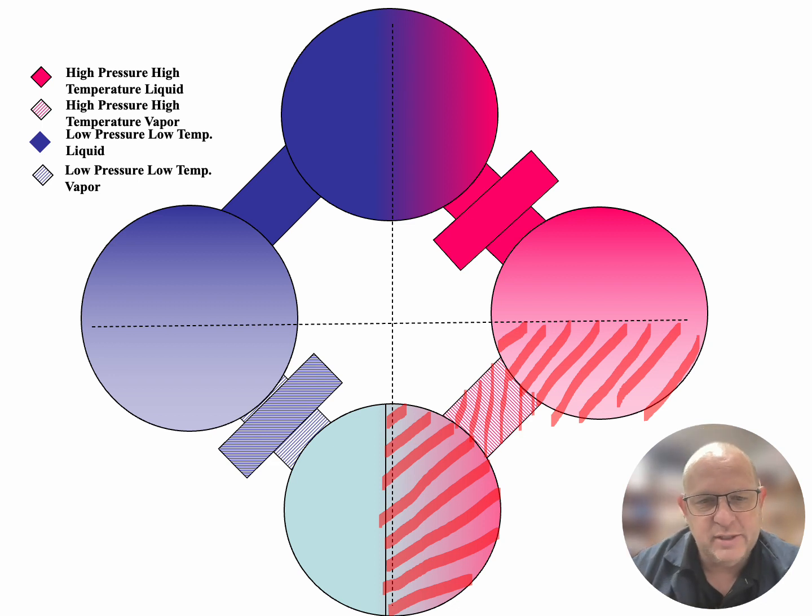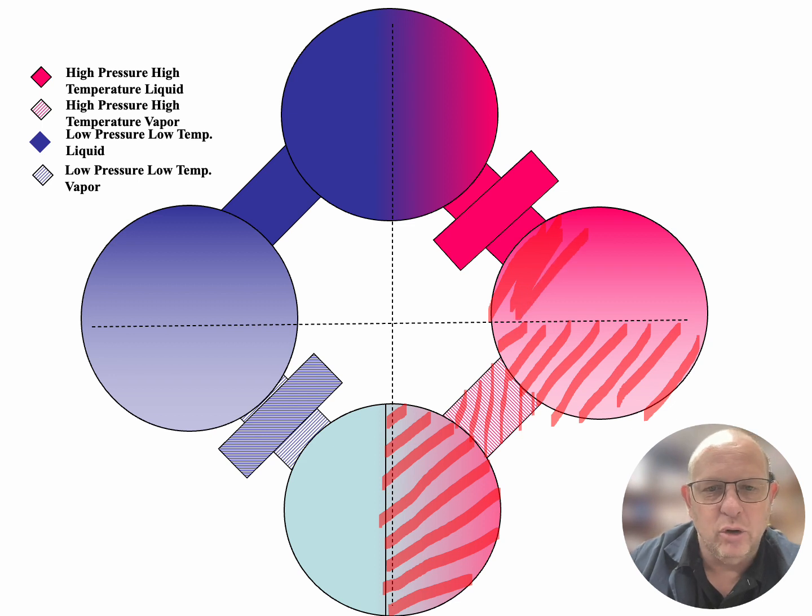This side of the system is high pressure. So as the refrigerant is going through our lines, compressed and then turned into a high pressure, high temperature vapor, we come up to the condenser. And the condenser does exactly what the condenser says it does. It condenses the refrigerant from a high pressure, high temperature vapor into a high pressure, high temperature liquid.